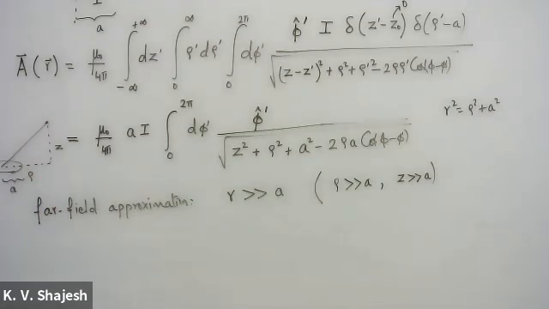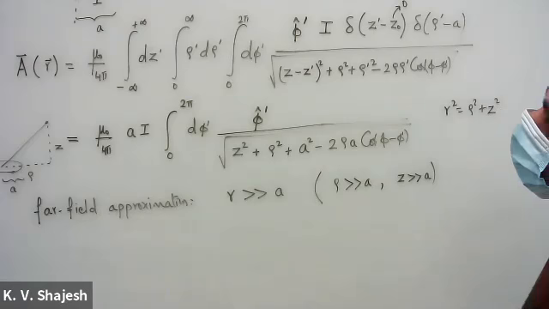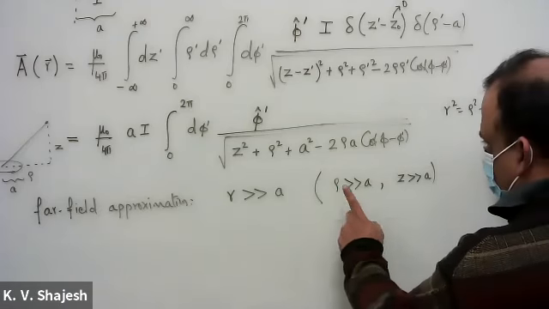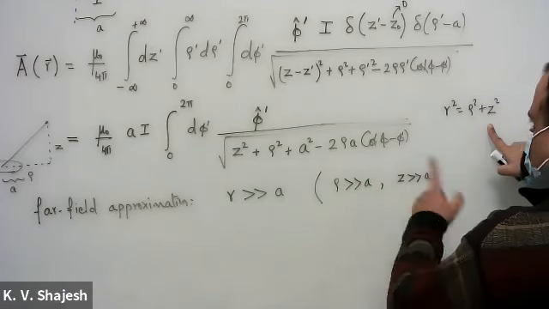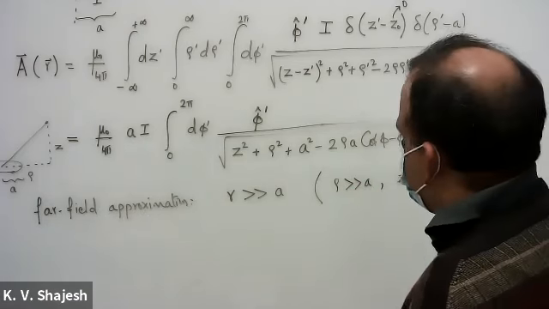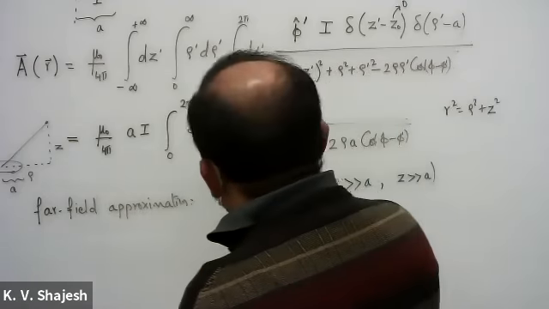Are there any questions there? So we want rho squared plus z squared. Oops, I confused it. So this is rho squared plus z squared, and that requires that rho is very much larger than a, and z is very much larger, or that's a condition we want to put in. If that's the case, then I can replace this with r. So this is nothing but r.